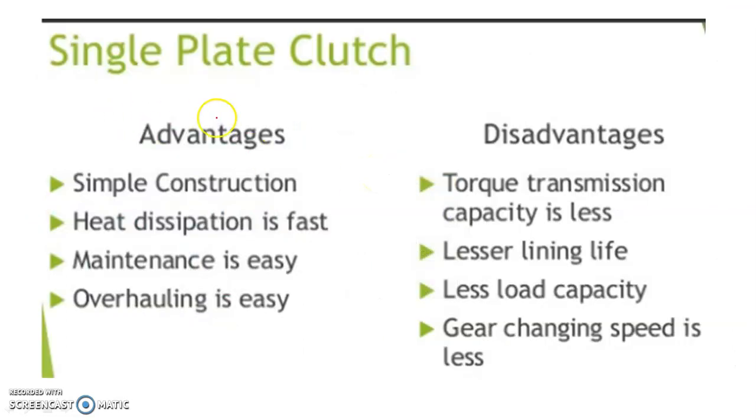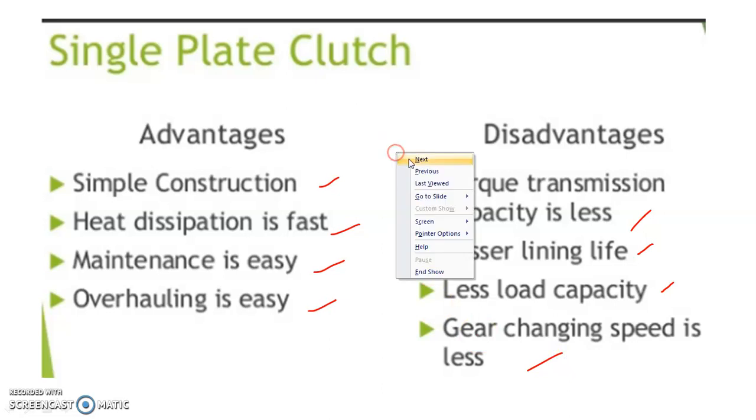After that, what are the advantages and disadvantages? Simple construction, heat dissipation is fast, maintenance is easy, overhauling is easy. These are the advantages. Then torque transmission capacity is less, lining life is less, load capacity is less, gear changing speed is less. These are some of the disadvantages.